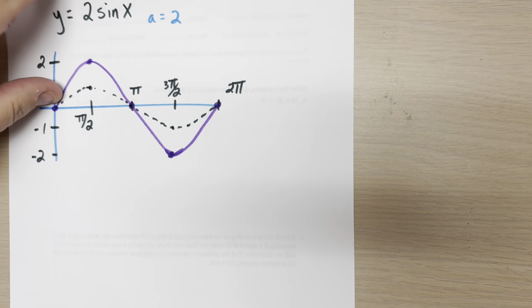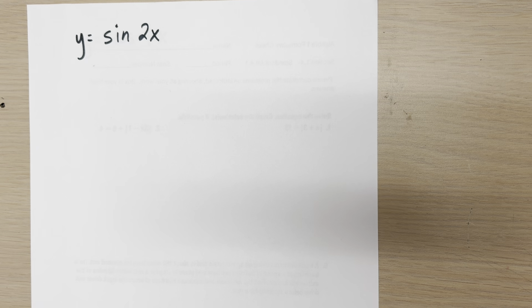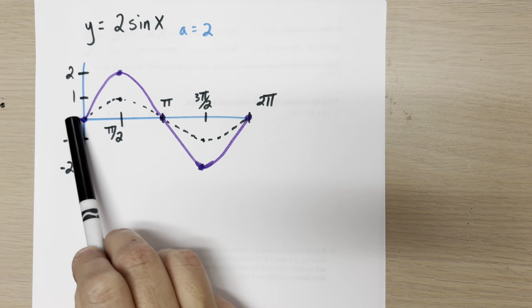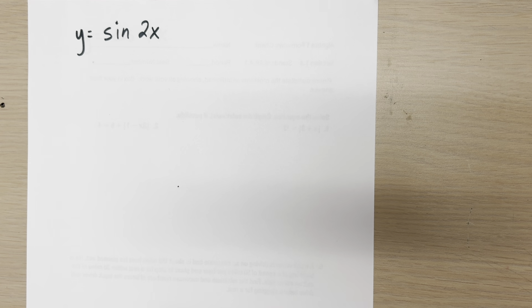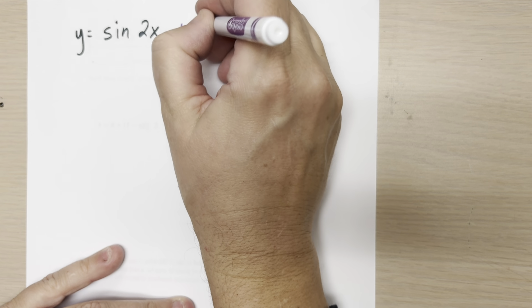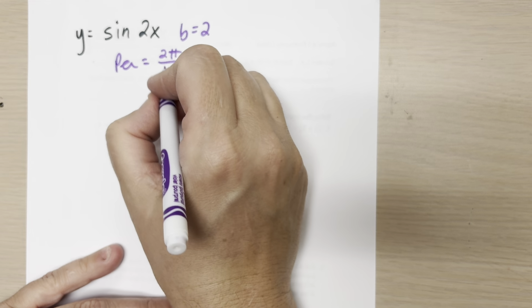All right, here's where it amps up a little bit. It's kind of strange. Now we're talking about a period change. Normally when we're talking about a period, that's how long one cycle of the graph is. So one period goes from 0 to 2 pi. This is going to be a little bit different. This is a b value of 2, and period is going to be equal to 2 pi over b.